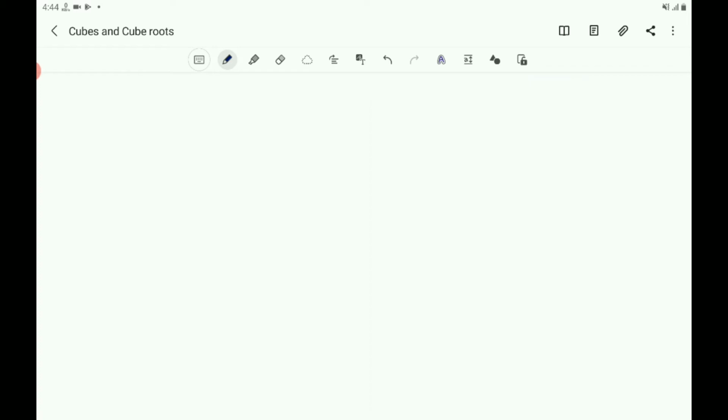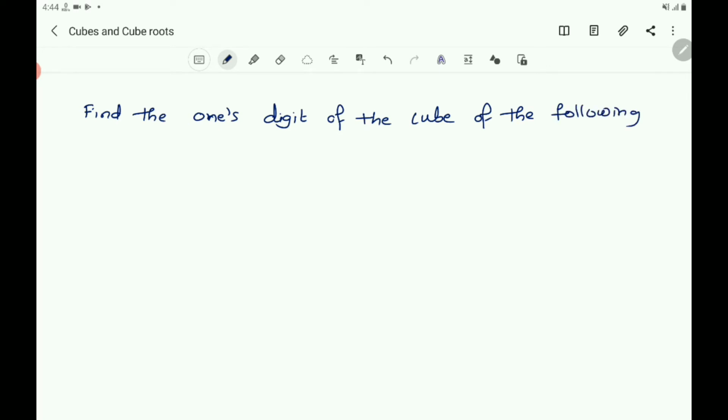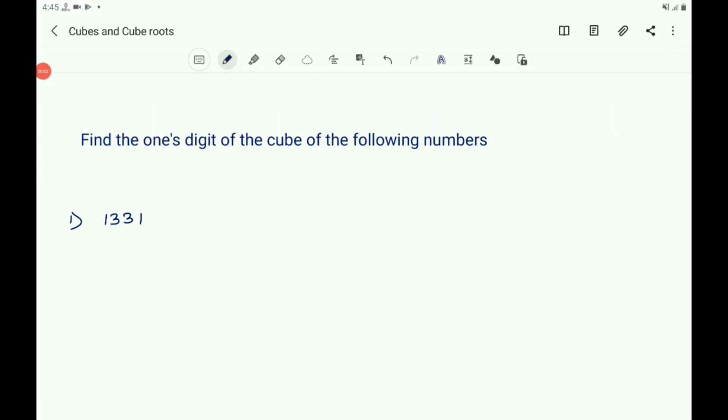Find the ones digit of the cube of each of the following numbers. First one is 1331. Here we have to find the ones digit of the cube of each of the numbers.